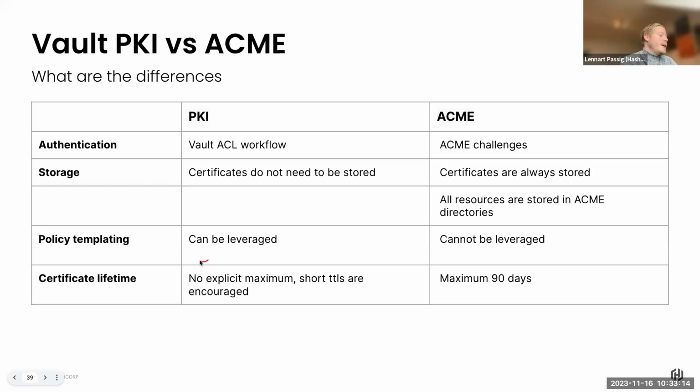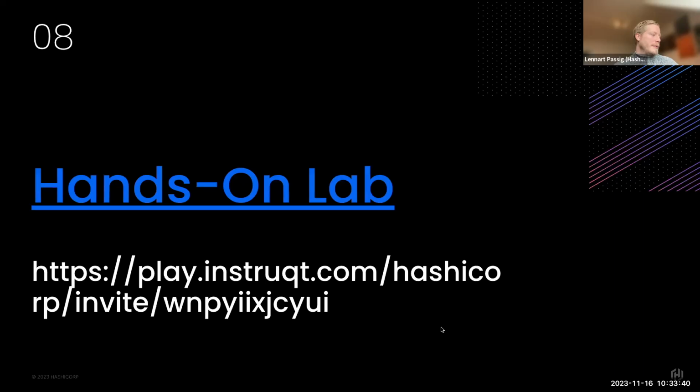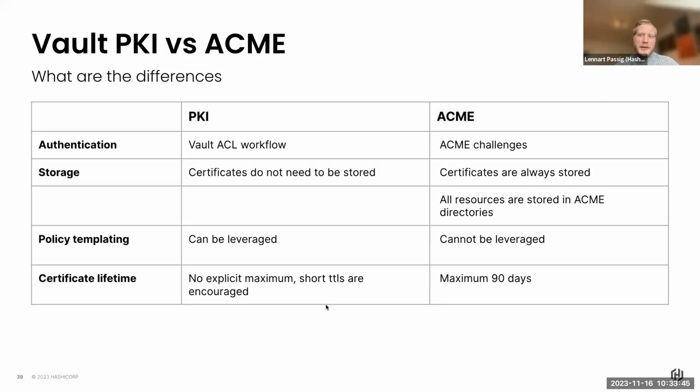When it comes to the lifetime, we do not have an explicit maximum set for the PKI. Short TTLs are encouraged, but we can potentially create a 2-year certificate if we wanted to. While in ACME, as mentioned before, we have a maximum of 90 days for the certificate to be issued. That's more or less the basics of it.